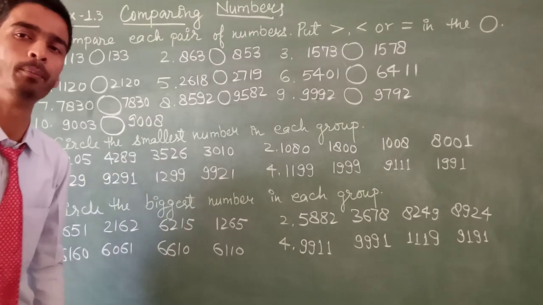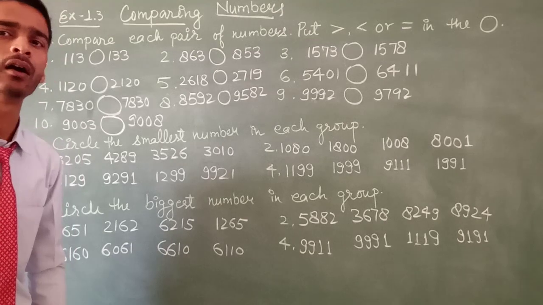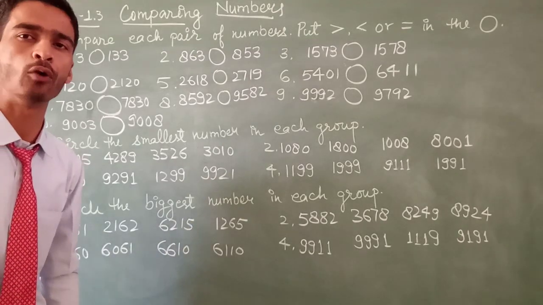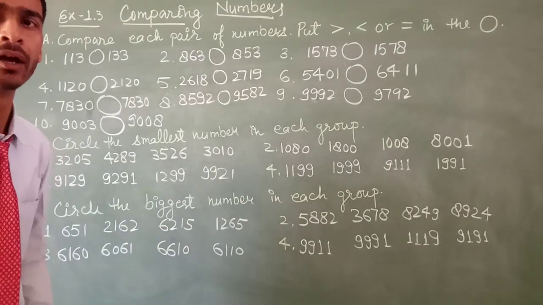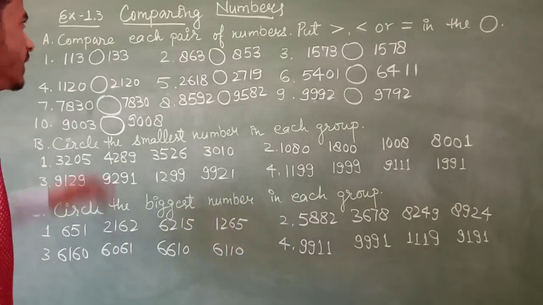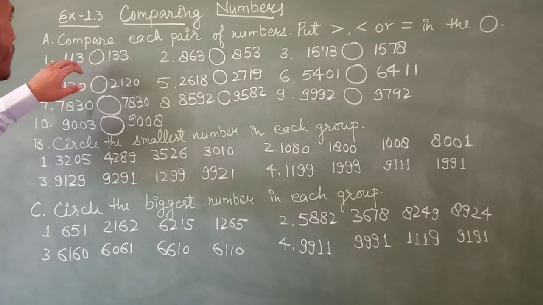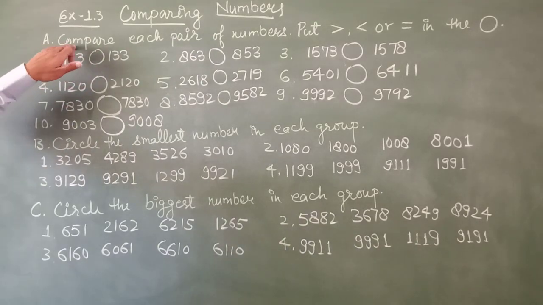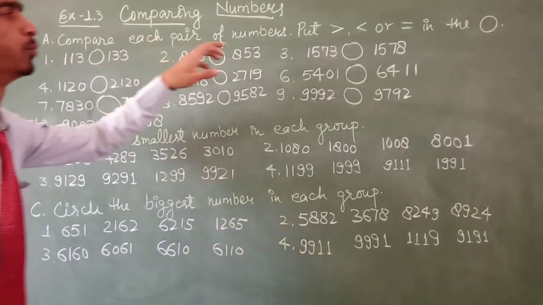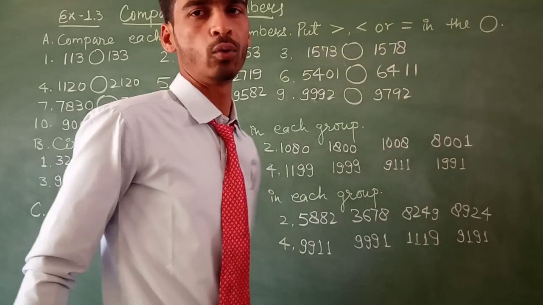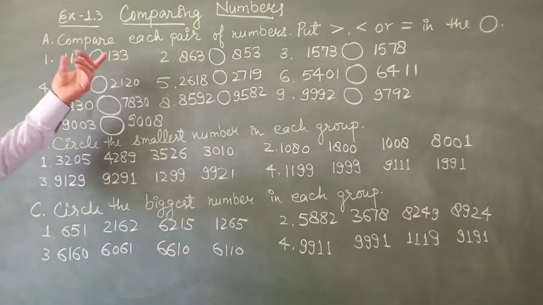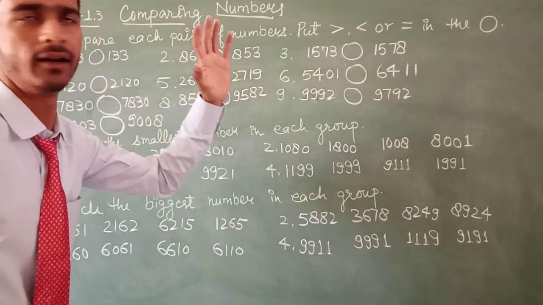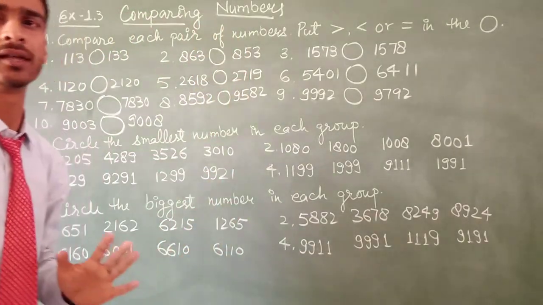So we have to compare two numbers, and we also have to learn how we can arrange the numbers in descending or ascending order. Okay, so let's come to the exercise, exercise 1.3, question number 8. Compare each pair of numbers and put greater, smaller or equal in the circle.